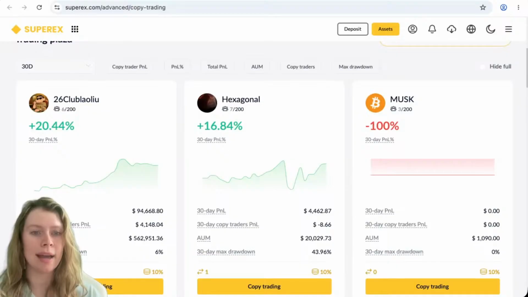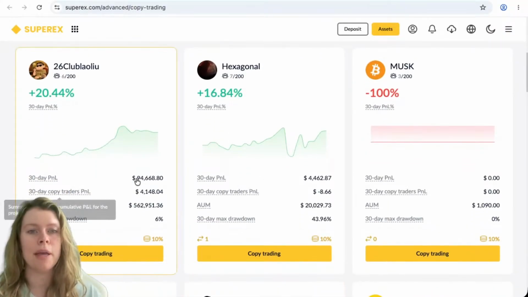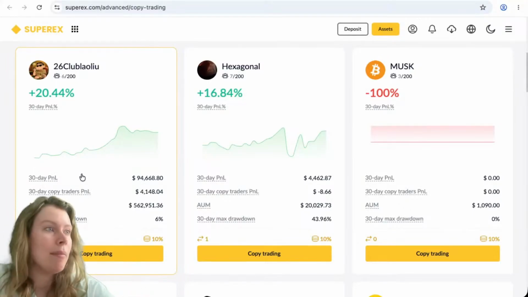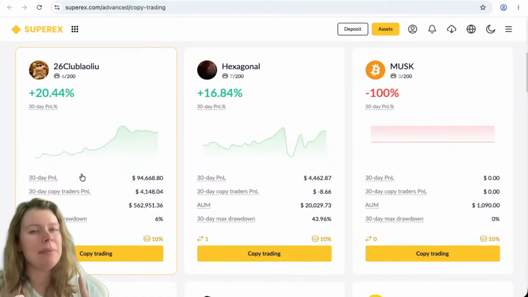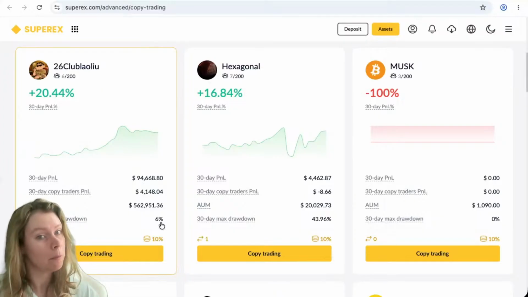All right, and then I want you guys to have a look at this, the juicy part, the part that you really need to pay attention to. This is the 30-day P&L. The 30-day copy traders P&L is how much money the copiers actually made, right? Then AUM and all the important max drawdown. Drawdown tells you the biggest drop from a peak to trough. A trader can have plus 200% P&L, but if their drawdown is 70%, it means they almost blew up at some point. So always check the drawdown, okay? This is super important. This person's at 6%. That's a pretty good one.